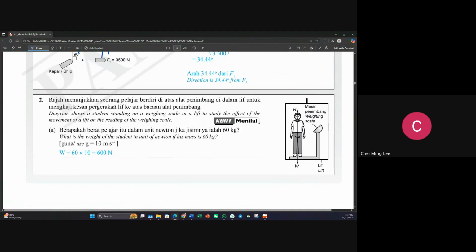Now, the diagram shows a student standing on a weighing scale in a lift to study the effect of the movement of a lift on the reading of the weighing scale. What is the weight of the student in unit of Newton if his mass is 60 kg? Mass is 60, and G is 10, so 60 times 10, mg equals 600 Newton.